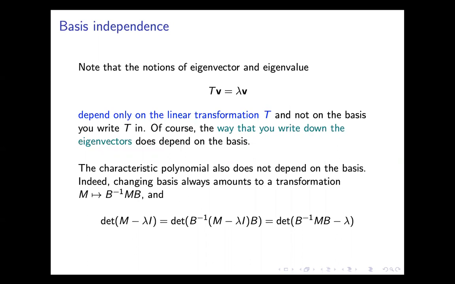So if you make a change of basis with this matrix B, a change of basis always amounts to this transformation here, and we can do the following simple algebraic manipulation. The determinant of M minus lambda I is equal to the determinant of B inverse times, so we can multiply by B inverse from the left and B from the right, because the determinant has a cyclic property, right? So we can multiply by B inverse here and by B there. It will be an identity transformation. And then we can put it in, so it's equal to the determinant of B inverse M B minus lambda I.